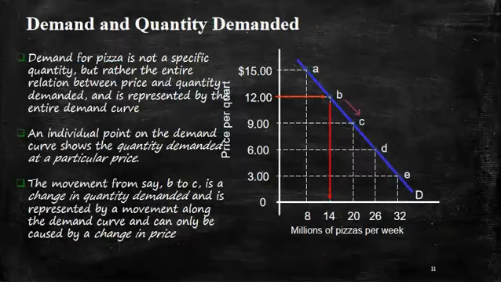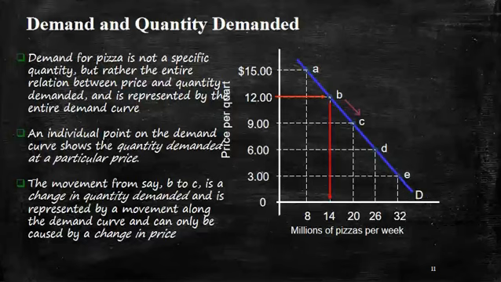Another graph or line graph. Okay, tingnan natin. Demand and quantity demanded. So, magkaiba siya, okay? Tingnan natin. Demand for pizza, say this is a pizza product. Demand for pizza is not a specific quantity, but rather the entire relation between price and quantity demanded and is represented by the entire demand curve. An individual point on the demand curve shows the quantity demanded at a particular price.